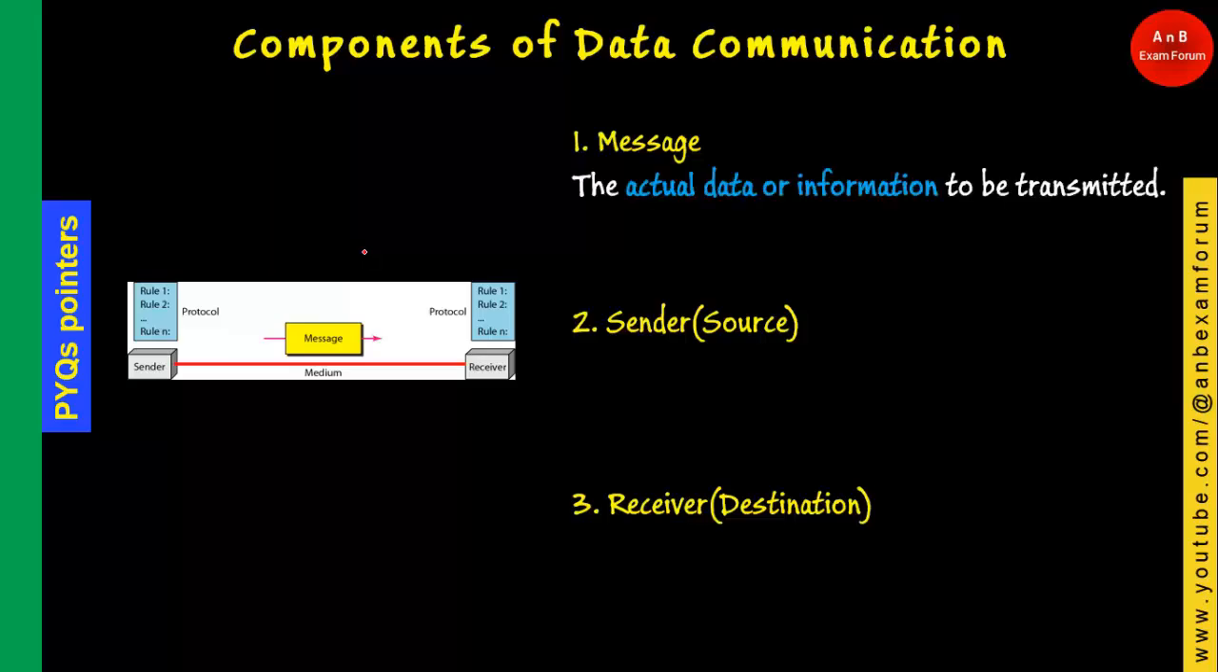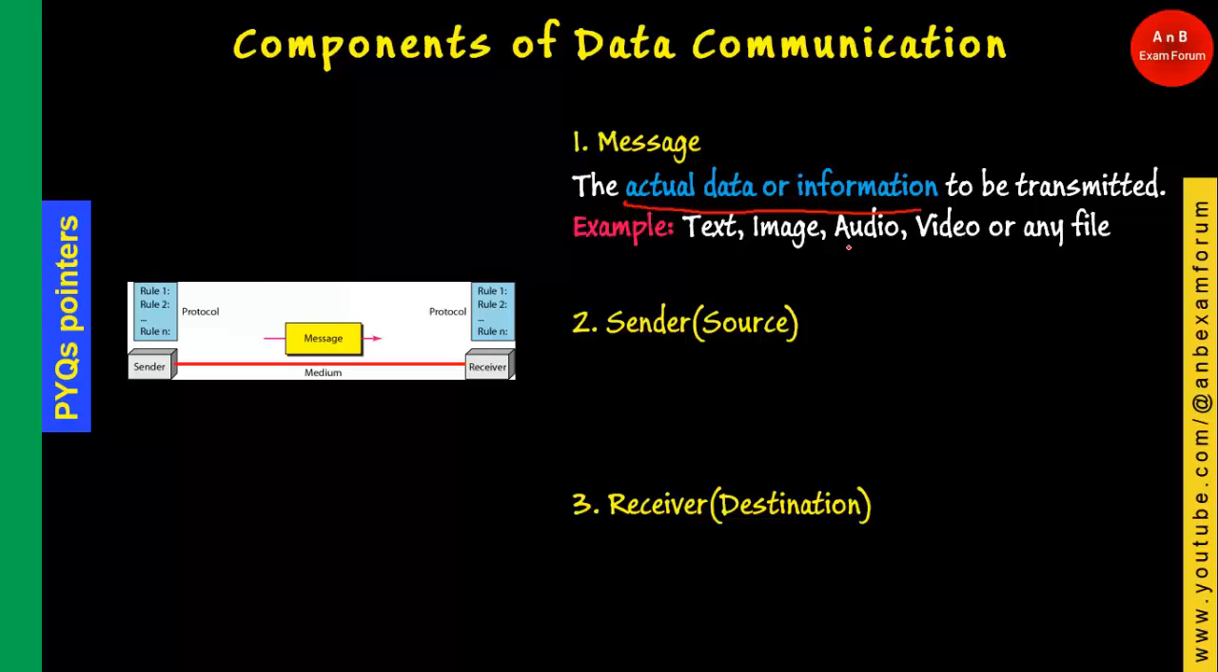So the first, message, is basically the actual data or information which is to be transmitted. Okay, so who is going to send the message? It is the sender, and the data or information which is being sent is called message. Okay, and it can be of any type. It can be of text, it can be of image, audio, video, or any other file.